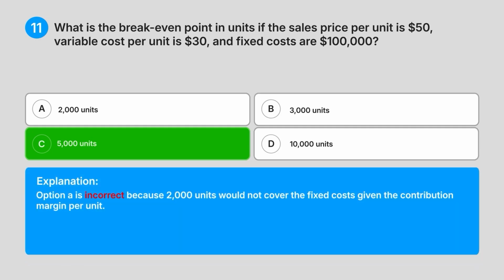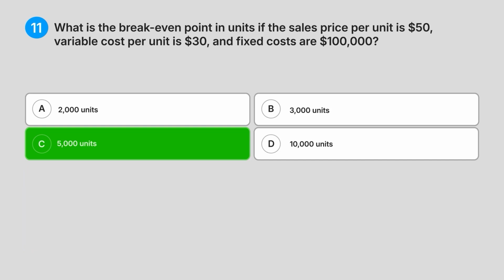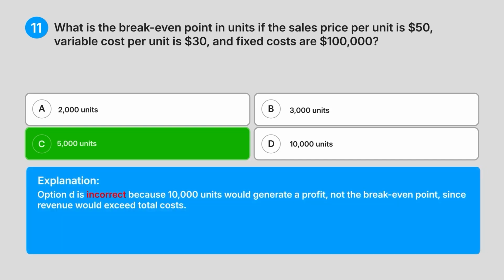Option A is incorrect because 2,000 units would not cover the fixed costs given the contribution margin per unit. Option B is incorrect because 3,000 units would result in a loss, as it does not reach the break-even point where revenue covers all costs. Option D is incorrect because 10,000 units would generate a profit, not the break-even point, since revenue would exceed total costs.